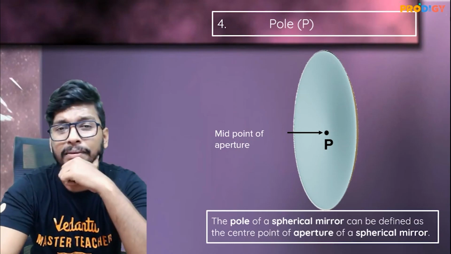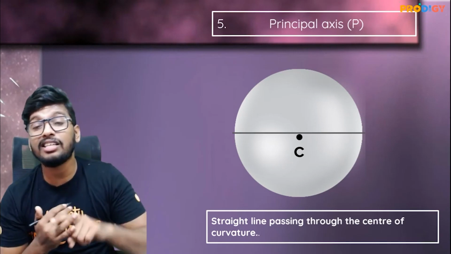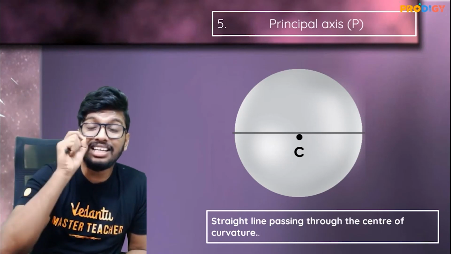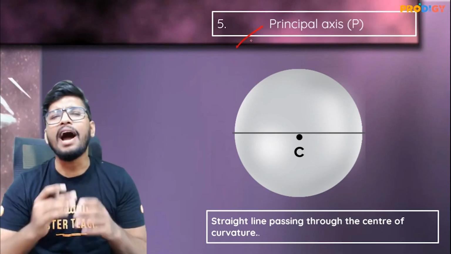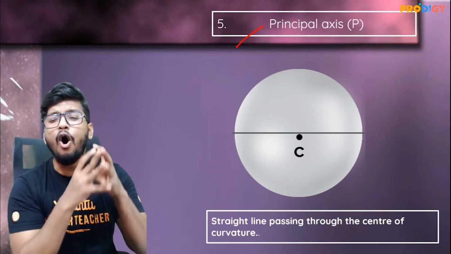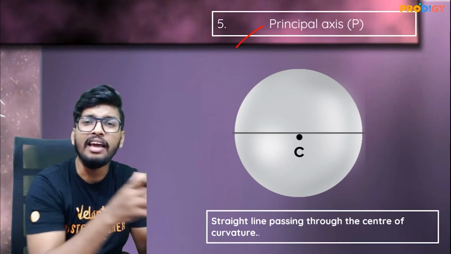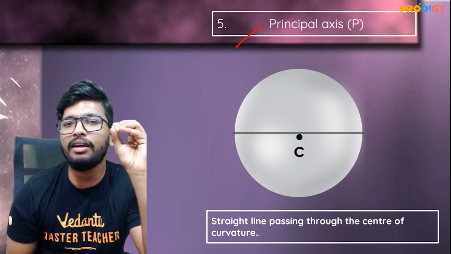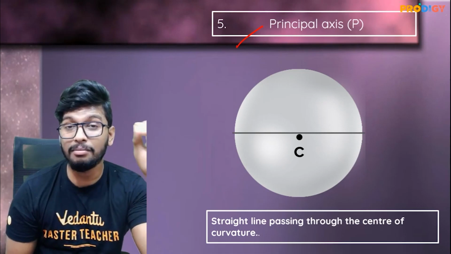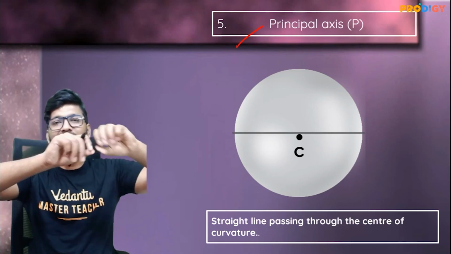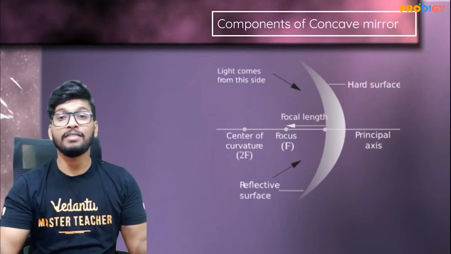And finally, there is a line that is passing through the center of curvature as well as the pole. That imaginary line passing through the center of curvature and the pole is nothing but the principal axis. Why is this axis important? Because all of the distances, be it object distance, image distance, or where the mirror is kept, everything is measured with respect to the principal axis itself. So the principal axis is basically a straight line passing through the center of curvature as well as the focus. And that, my friends, is it.